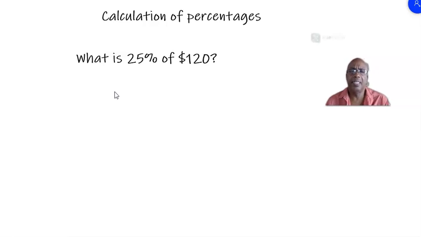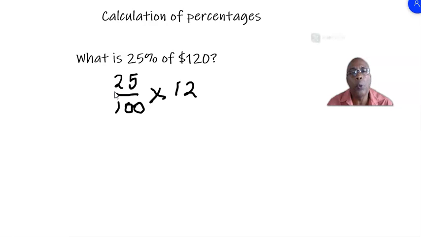So let us look at the type of calculations that we're going to be given. So look at this example. What is 25% of $120? Remember, when you're doing BODMAS, we saw that of means multiplication in fractions. So to get 25% of 120, we can write 25 over 100, which is 25%, and multiply by 120.